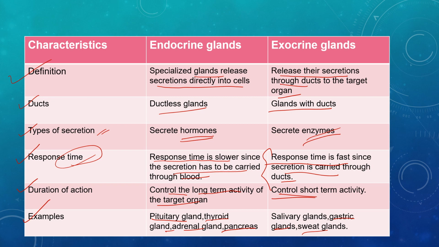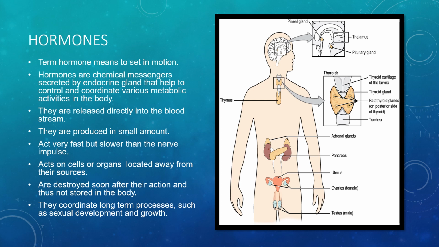So let us move on to the next part. Now what are hormones? We have already told in the previous slide that the chemicals secreted from the endocrine glands are called hormones, and what is secreted from the exocrine glands are called enzymes. As this is the endocrine system, we are to deal with the chemicals which are secreted from the endocrine glands. They are called hormones. The term hormone means to set in motion.